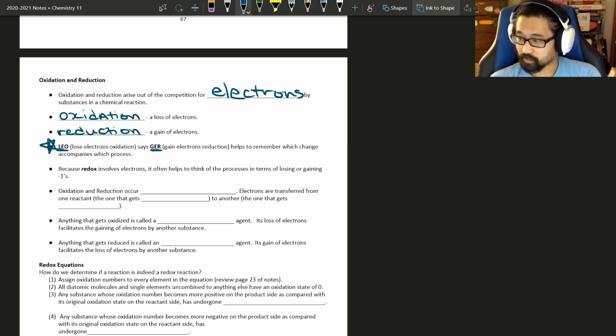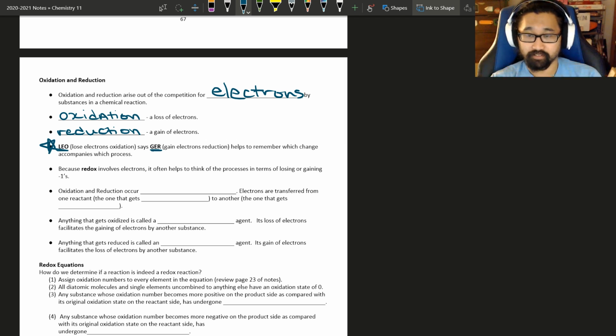The reason that comes up, if you lose electrons, it's oxidation. If you gain electrons, it's reduction. That immediately is something to help you remember which goes with which. Leo says grr means that if you lose electrons, it's oxidation, and if you gain electrons, it's reduction. All right? Sometimes the question is as simple as that.